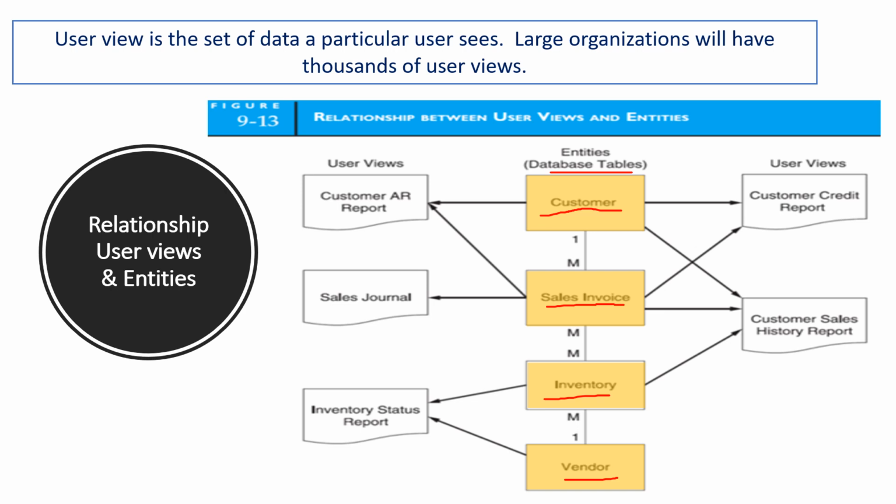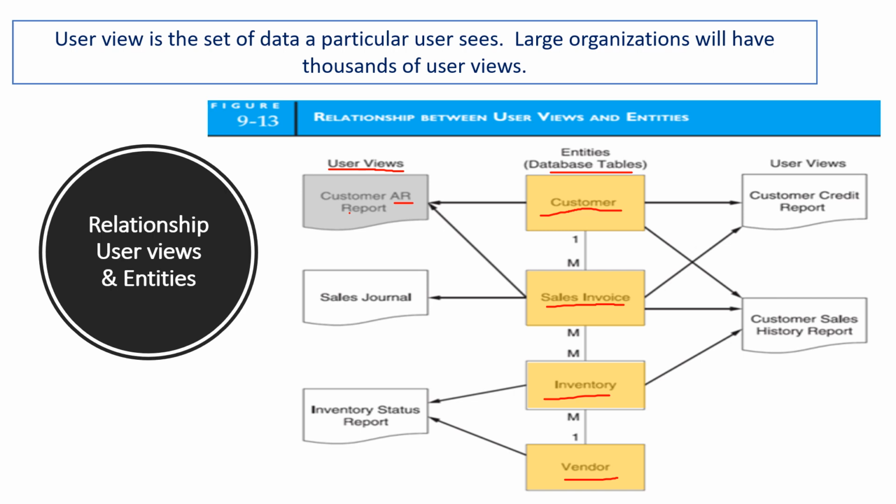So within the database, it's modeled to have customer tables, sales invoice, inventory table, and vendors or suppliers. Okay, how do users view the customer account receivable report, how do they get this customer receivable report?